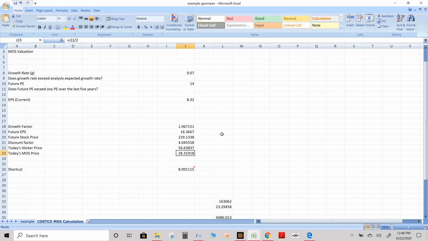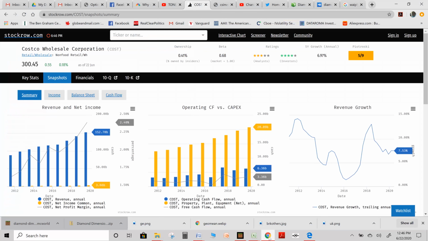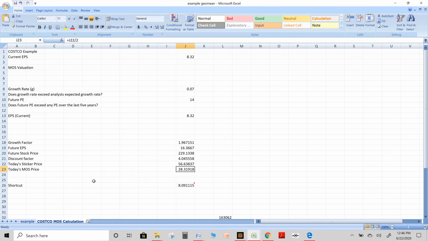Now, that is ridiculously low for Costco, as we'll discuss in our upcoming call, and I don't think that is the right valuation for this company, but I did want to use it for this example to walk through it. Costco currently trades, as I think you might have seen a second ago, at $300.45, so more than 10 times the amount of the margin of safety price. But again, I think that this is too low for a couple of other reasons.